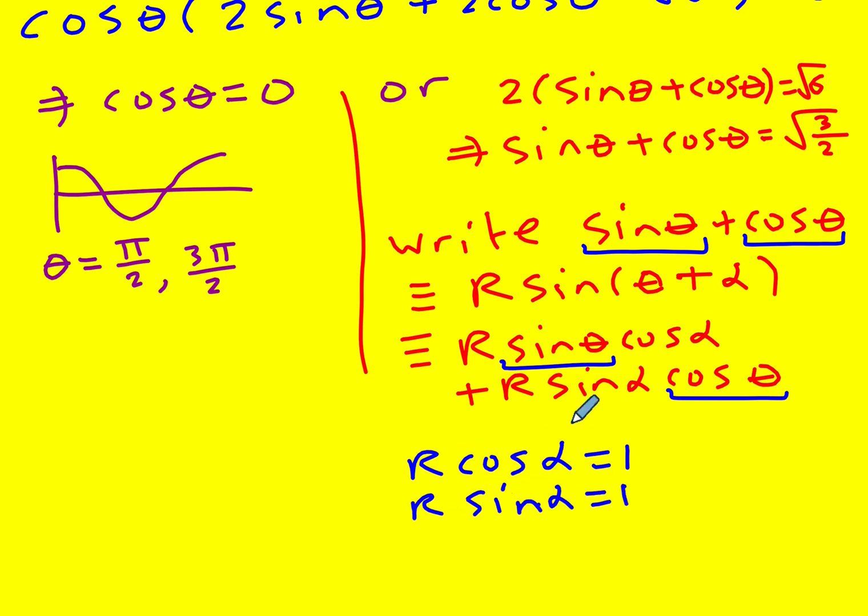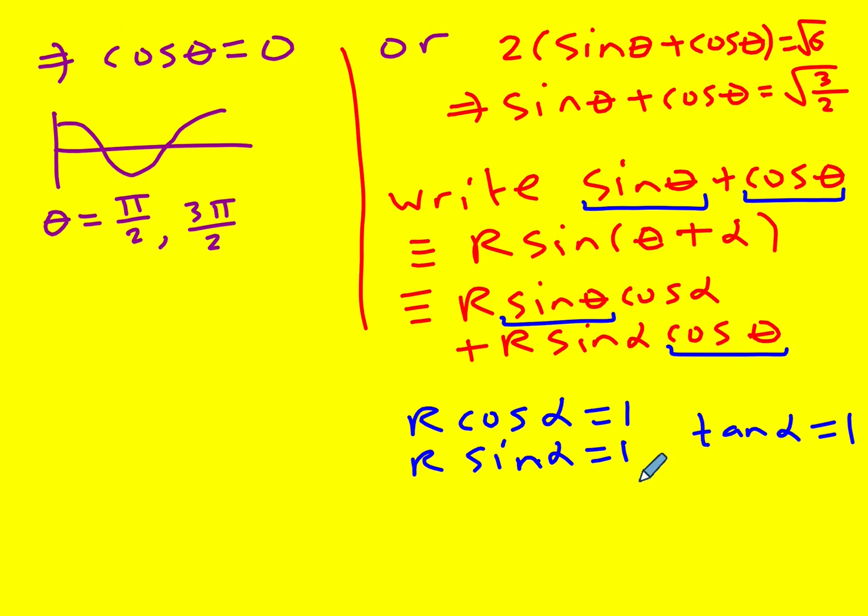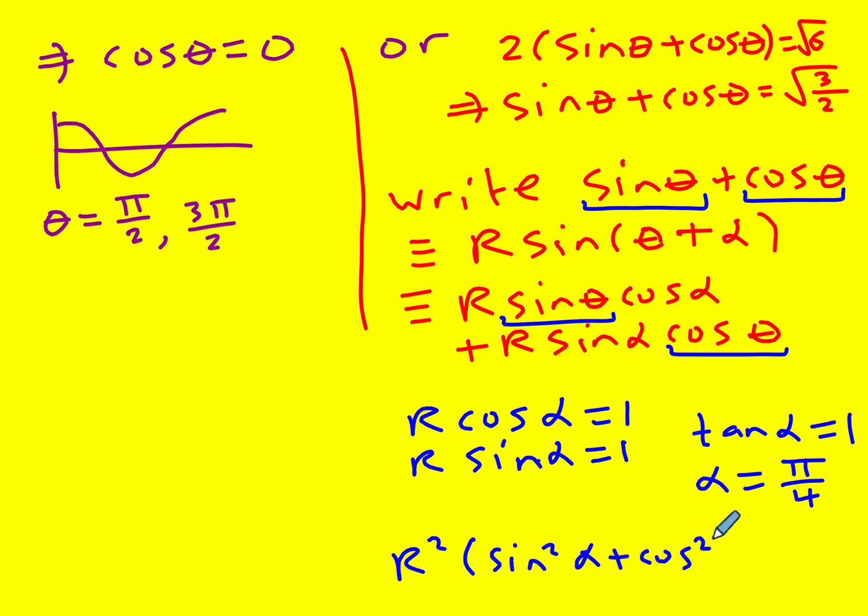Divide the bottom by the top will leave us with tan alpha equals 1 because the r's cancel and 1 divided by 1 is just 1. Therefore alpha is simply pi over 4. That's the smallest acute angle we can get. And we can square and add them. R squared sine squared alpha plus cos squared alpha will equal 2. This is just 1, so we get that r is root 2.